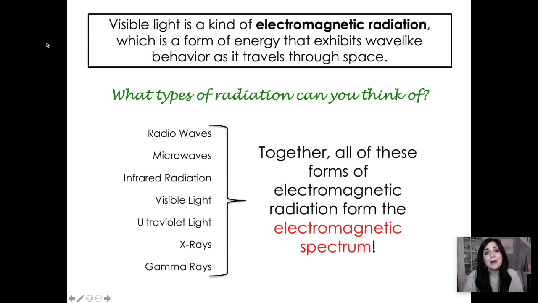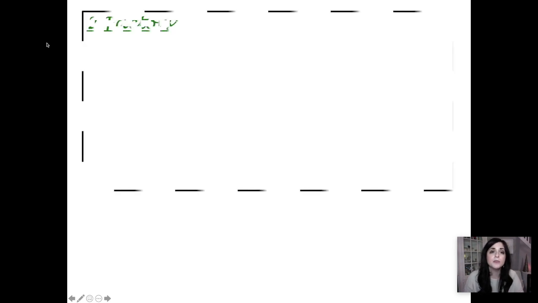So we call all of these different types of radiation, when we put them together, the electromagnetic spectrum. So radio waves all the way through gamma rays, we put this into a nice little chart and we call that chart the electromagnetic spectrum. It's really just the range of all the different types of radiation we can have.